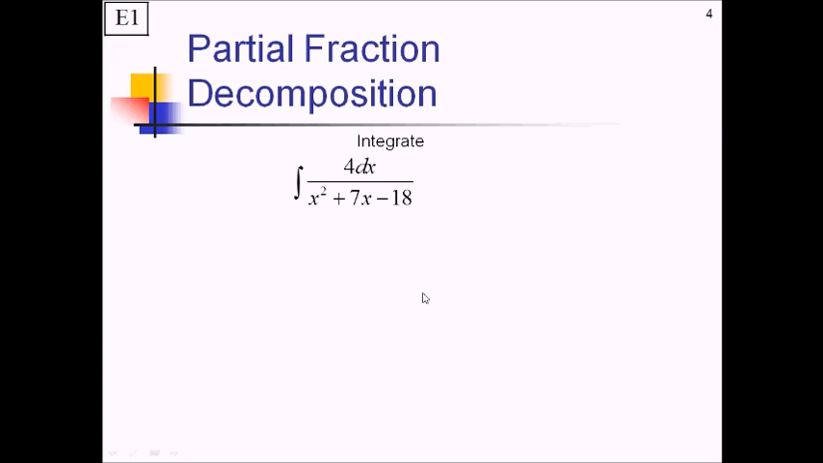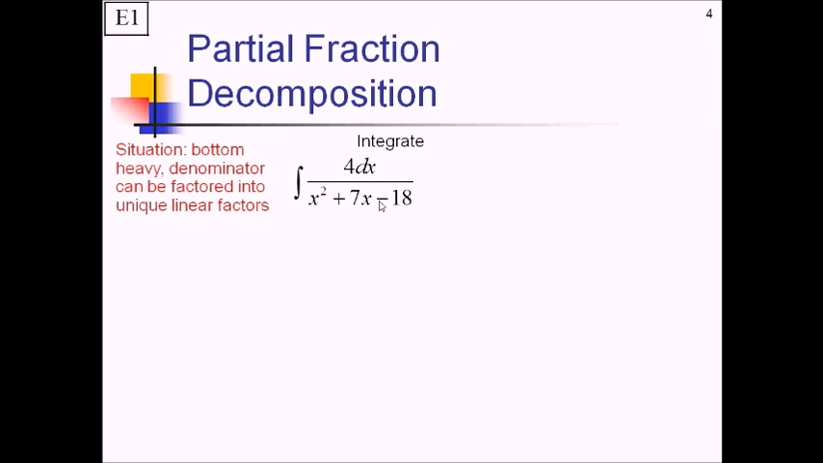Now that we've had that warm-up on using ln for antiderivatives, let's go ahead and use the method of partial fraction decomposition. So when do we use this method? That's the first big question. The situation we're going to be dealing with is this kind of situation here, where we have a bottom-heavy fraction, so a denominator with a higher degree than the numerator, and the denominator can be factored into unique linear factors.